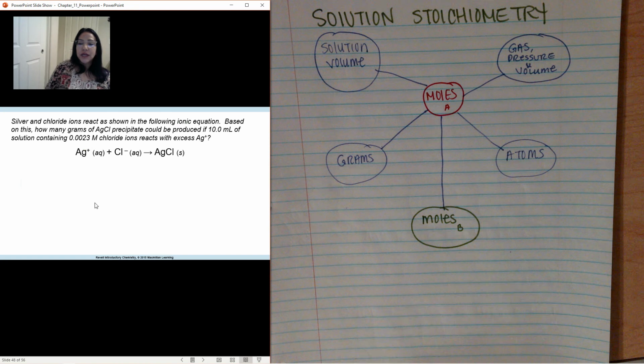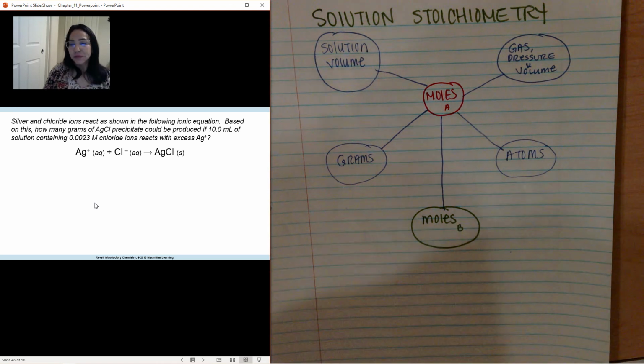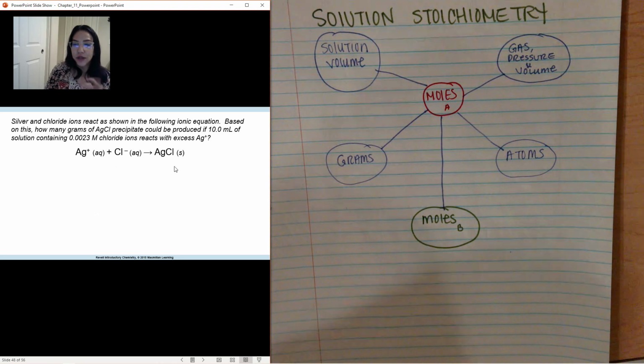Start with the first one. Silver and chlorine ions react as shown in the following ionic equation. Based on this, how many grams of silver chloride precipitate would be produced if 10 milliliters of solution containing 0.0023 molar chloride ions react with excess silver? Go ahead and read that on your own. All right. So silver and chlorine are going to react in a 1-to-1 ratio.